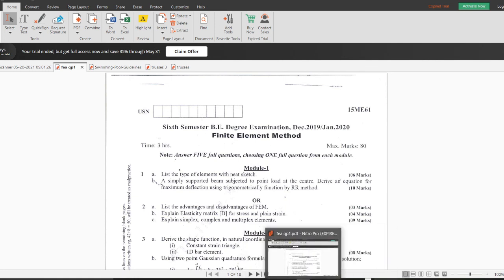Okay, so by this we are concluding the module number 2 topic, trusses. In module number 2 there are two different topics: 1D bar and trusses. They may ask you the 1D bar problem or the truss problem, or sometimes both, but in most cases trusses will be asked. Both are equally important.